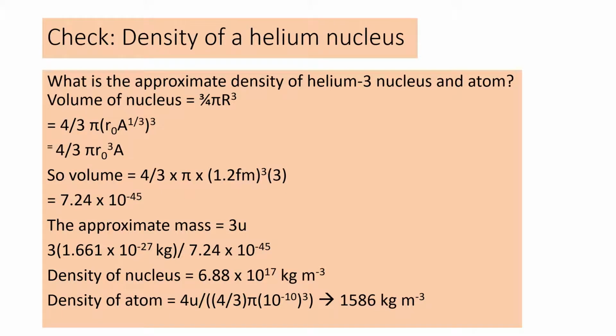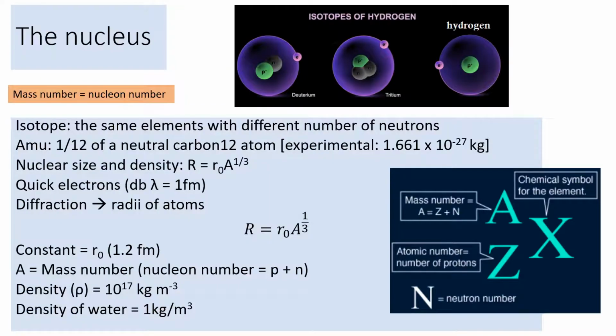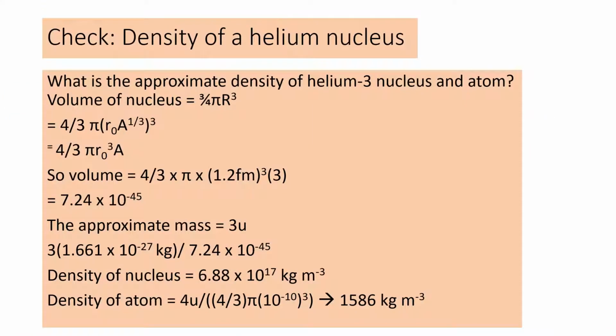Now, can you check if these are the correct steps? What is the approximate density of the helium-3 nucleus and the atom? Now, you know that the volume of the nucleus is 4 over 3 pi r cubed. If we go back to the previous slide, the radius r is equal to r naught A to the power of a third. So we get 4 over 3 pi, brackets, r naught A to the power of a third, and all of that cubed, because you're using the equation 4 over 3 pi r cubed.